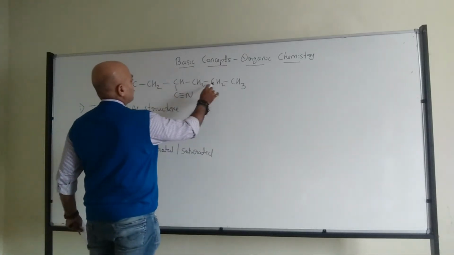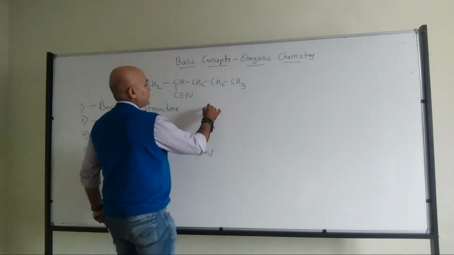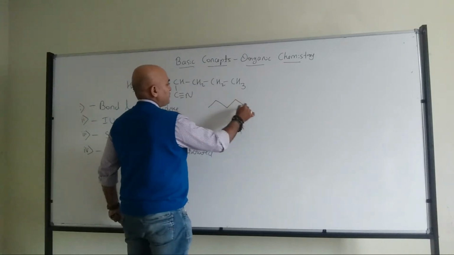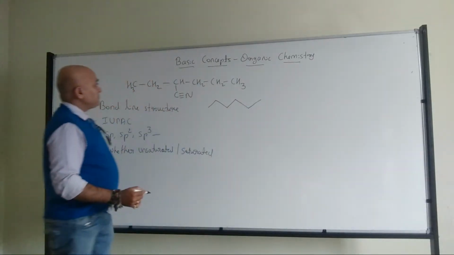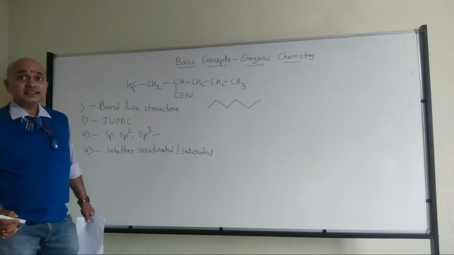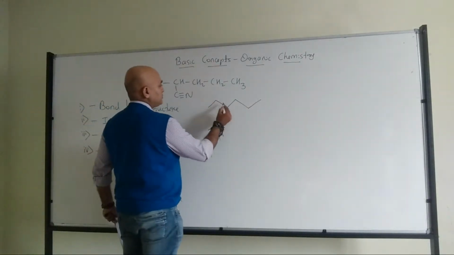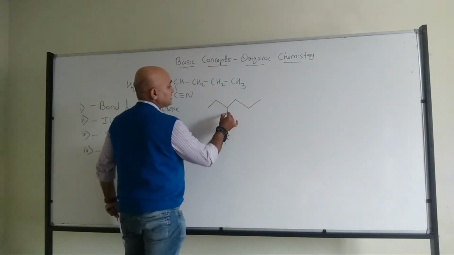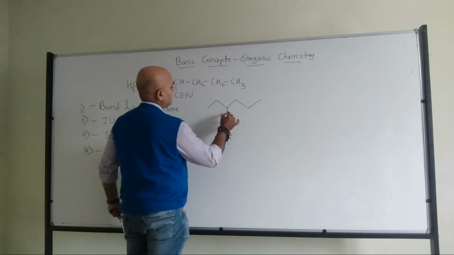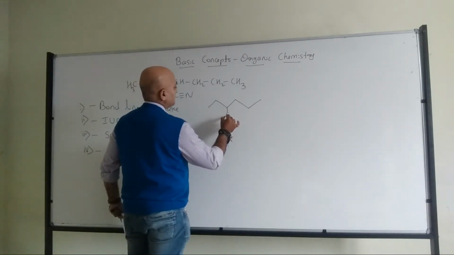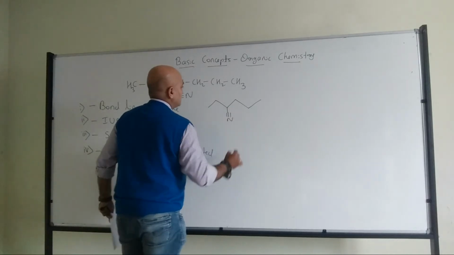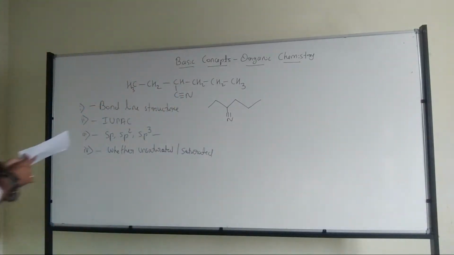So 1, 2, 3, 4, 5, 6. At the third carbon there is a nitrile group. So 1, 2, 3. So there is a nitrile group. I can show it like this. There is a nitrile group. So this is the bond line structure.